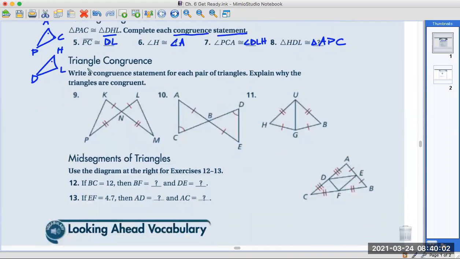And then we have triangle congruence. Remember, we have our choices: side-side-side, side-angle-side, angle-side-angle, and angle-angle-side. Those are the choices. You always want to mark what you know. I know these two angles are congruent. They're called vertical angles. So I have side-angle-side, side-angle-side. So these two triangles are congruent by side-angle-side.